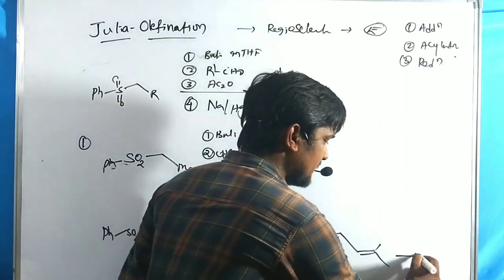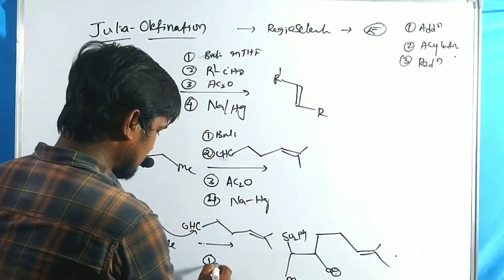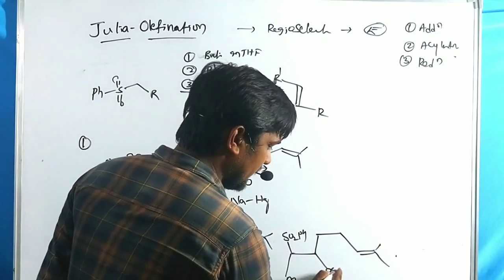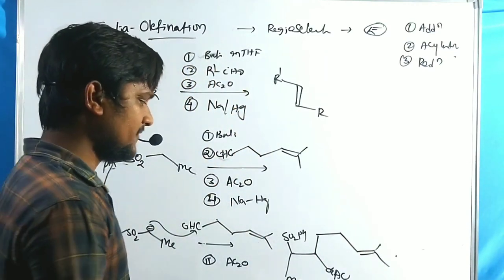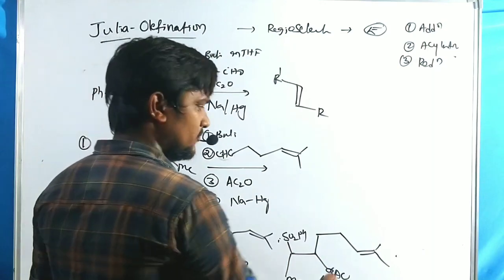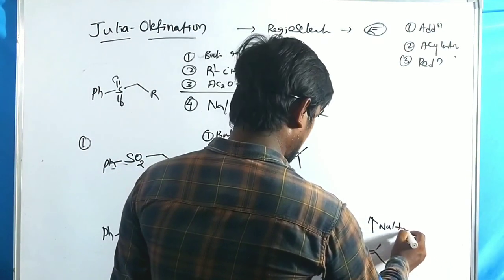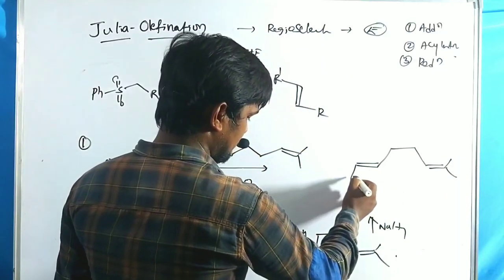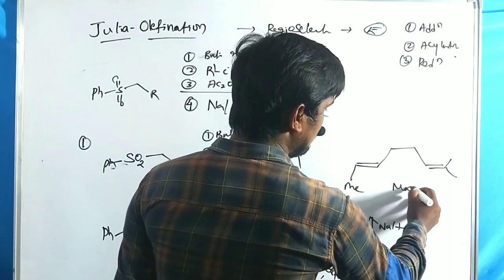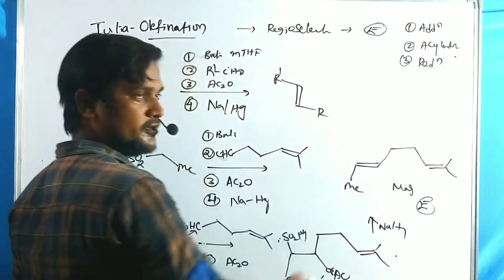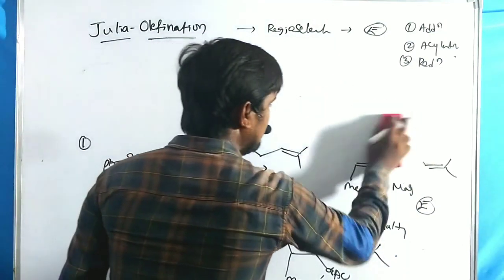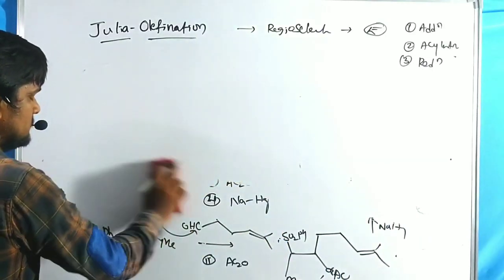This O minus is protected in the second step by Ac2O, and it becomes OAc. Then we use sodium mercury amalgam, and we will get this type of product as the major product. So the trans product is major. Now we'll go through some other examples.